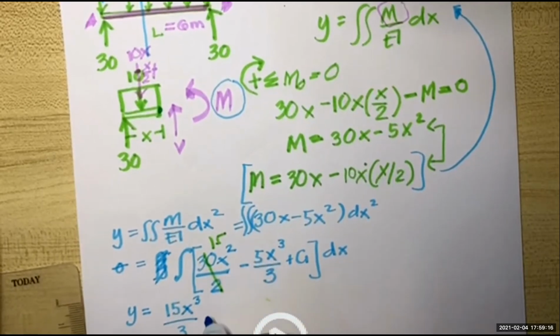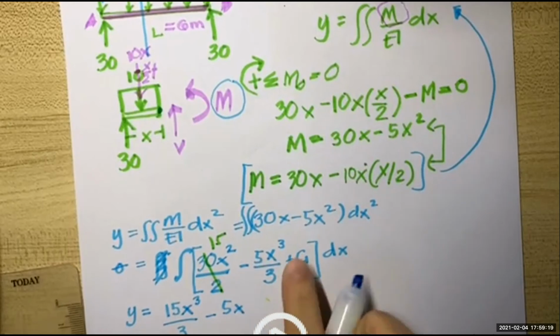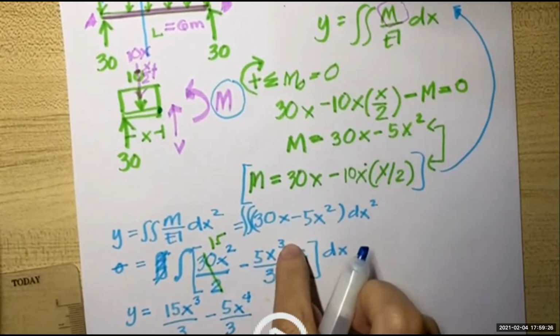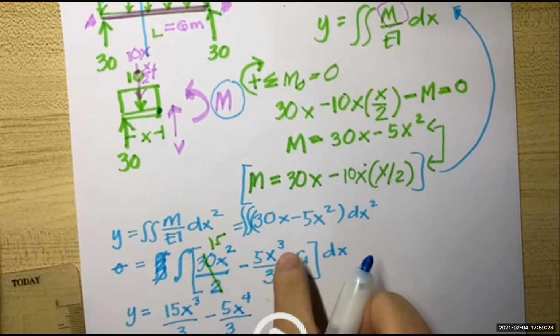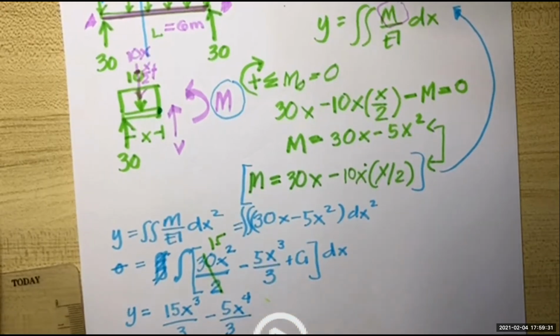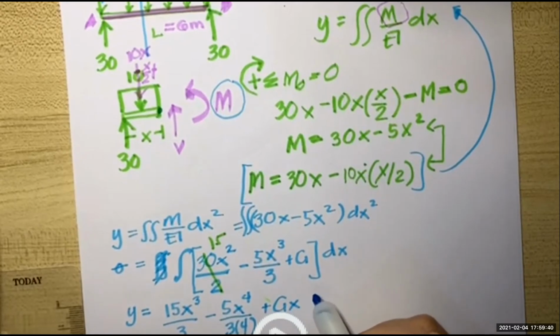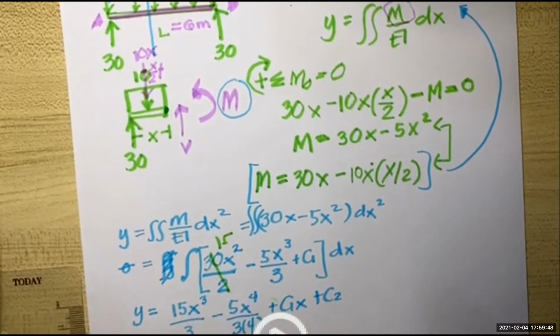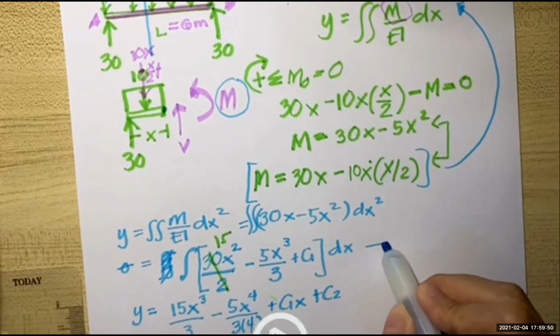3. Then, minus 5. X3 plus 1 is 4. And then, since you have a denominator, i-add nyo dyan yung, mamultiply nyo dyan yung 4. No? And then, you have C1x. And then, another integrating constant na C2. So, you have your general equation. Ulitin ko, this equation is for your slope.